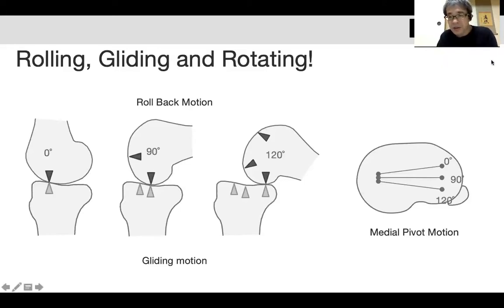In addition, there is no simple flexion and extension movement. The knee rotates around the medial side, so we call it the medial pivot motion. During flexion, the lateral condyle moves posteriorly, while the medial side is relatively stable. So the kinematic motion is quite complex, and the combination of these three motions differs among patients.